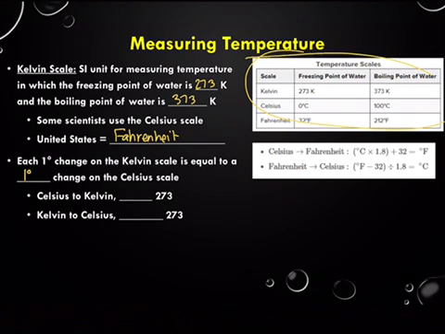So each 1 degree change on the Kelvin scale is equal to a 1 degree change on the Celsius scale. So when you're converting from Celsius into Kelvin, you add 273. And when you go from Kelvin to Celsius, you would subtract it.